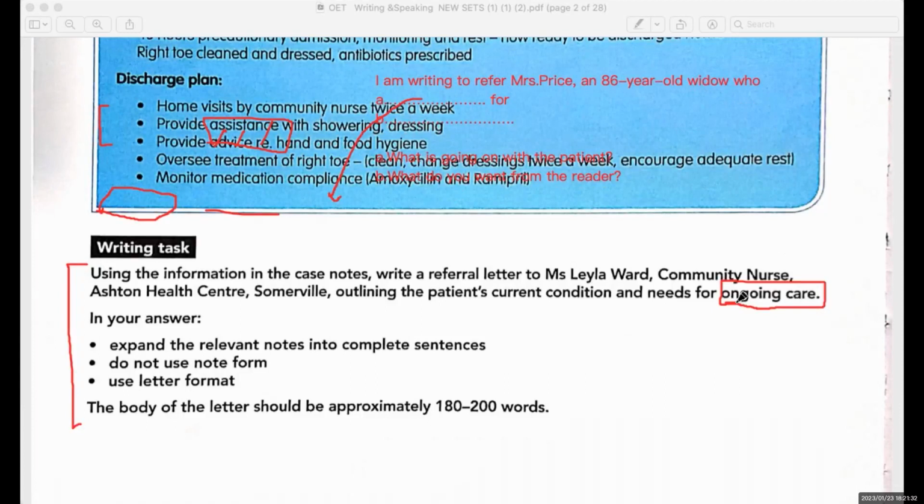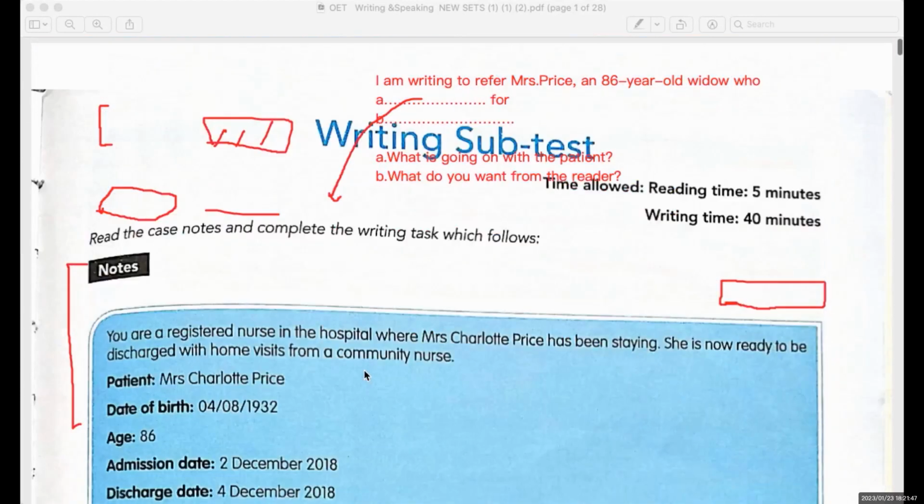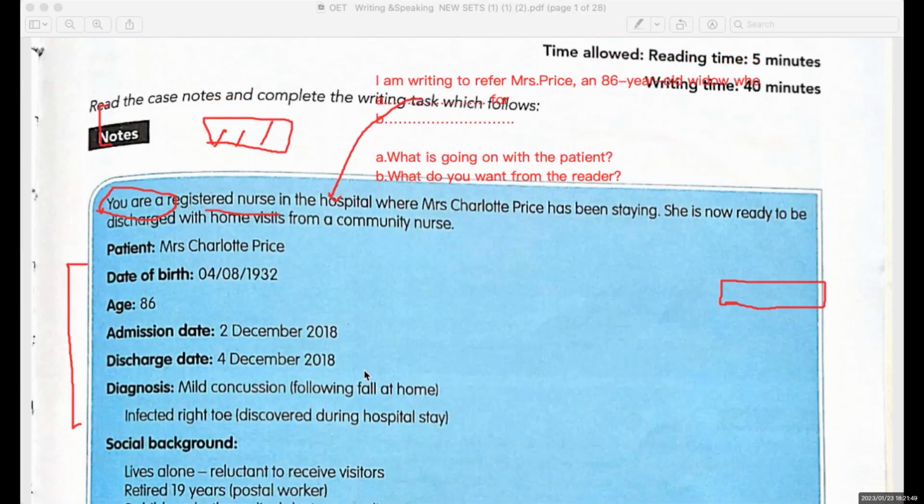Either of them can be used in the introduction of the letter. Now, my personal suggestion would be in this case that if ongoing care is given at the bottom, then the letter also has a closing ending. You can use ongoing care at the ending, and you can use what is going on with the patient at the top. Sorry, not what is going on with the patient. What do you want from the reader? Here, we need a home visit.